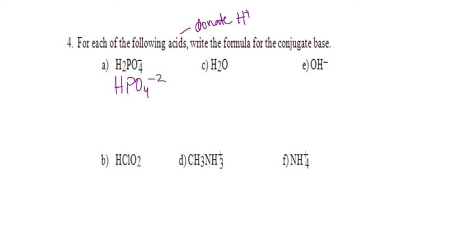What's B called? No hypo. Chlorus, right? ClO is hypochlorous. ClO2 is chlorous. ClO3 is chloric. And ClO4 is perchloric. All right, so this, if we donate, becomes ClO2 minus. Water, as an acid, will do what? What will it make? OH minus.